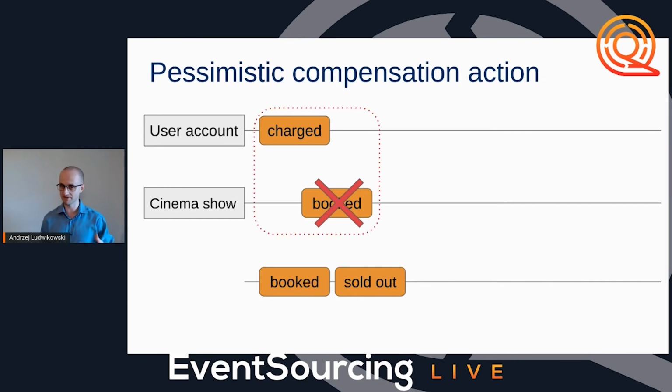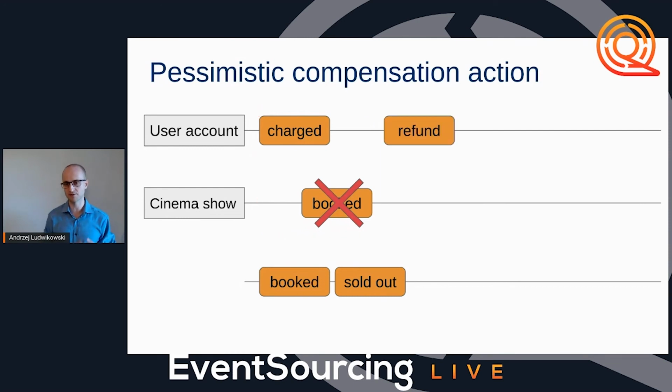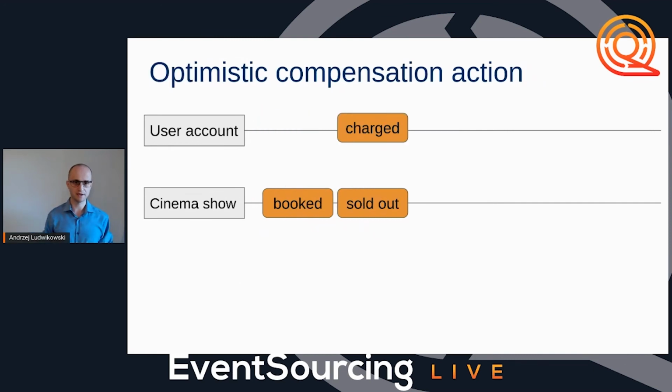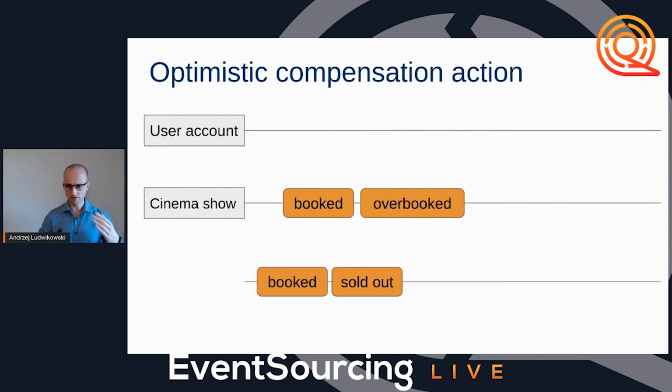And it would be nice to have a transaction here. Forget about it. Look at it as a transaction between two microservices. And as I mentioned, the only way to do this right is to apply a compensating action, so simply refund the money. From the optimistic perspective, first we will book the seat, then we will charge the user. So in case of concurrent booking, we will enter the overbooked state.